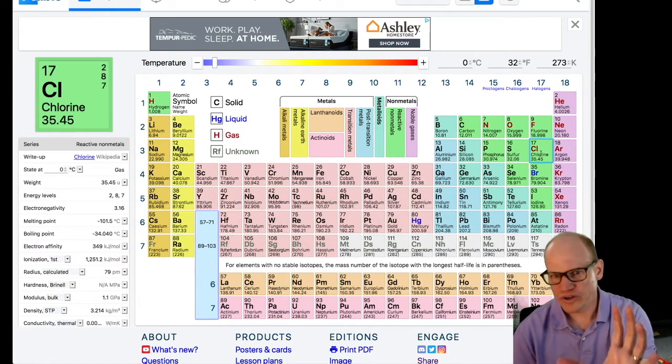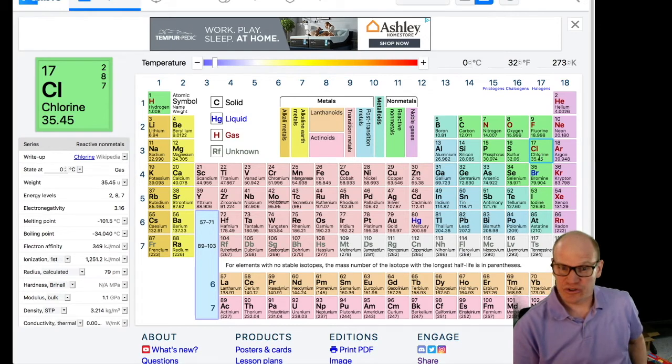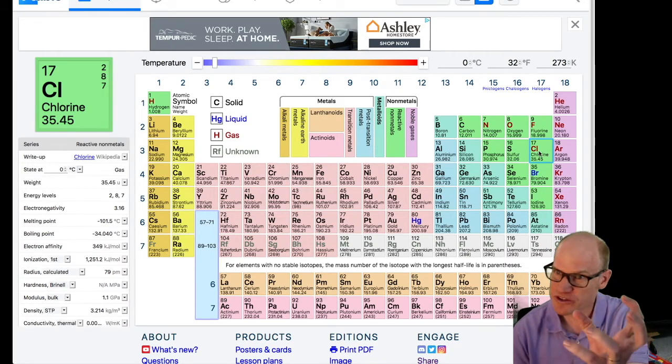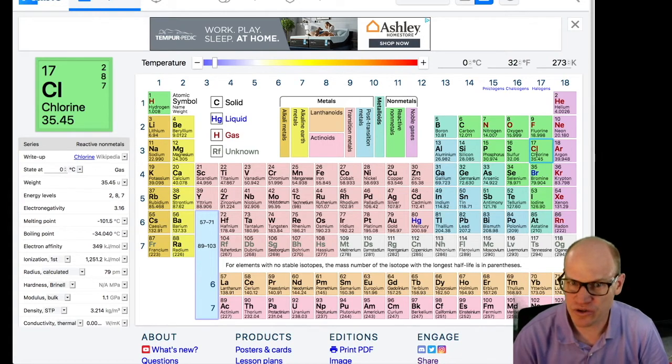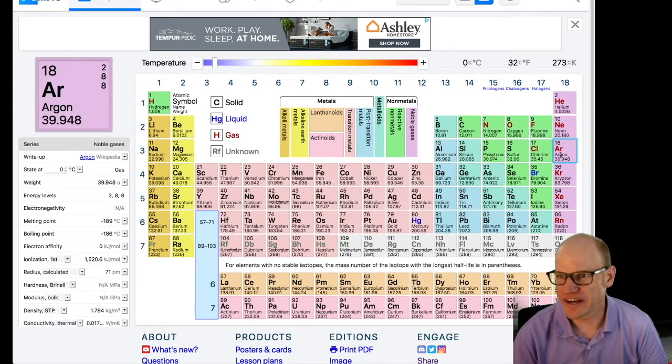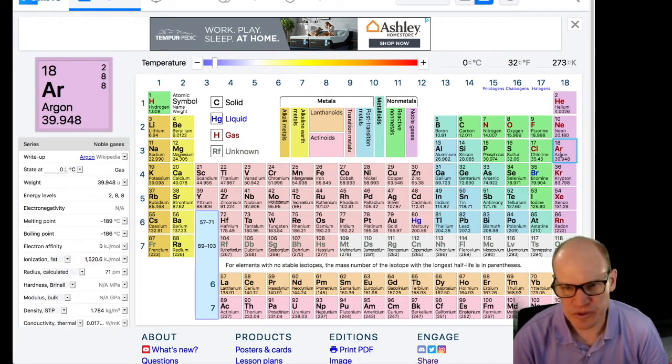Okay, so chlorine. Chlorine was the thing that was chosen. You start with chlorine, and then if you absorb one of these neutrinos from the sun, you will convert the chlorine to argon. And so you go from a highly reactive and pretty corrosive gas to a noble gas that is inert, and doesn't interact chemically with anything.